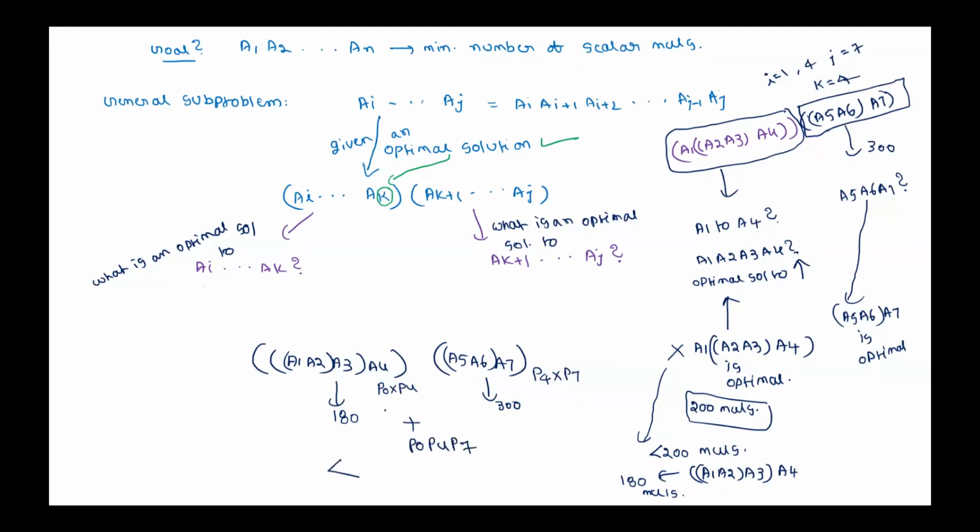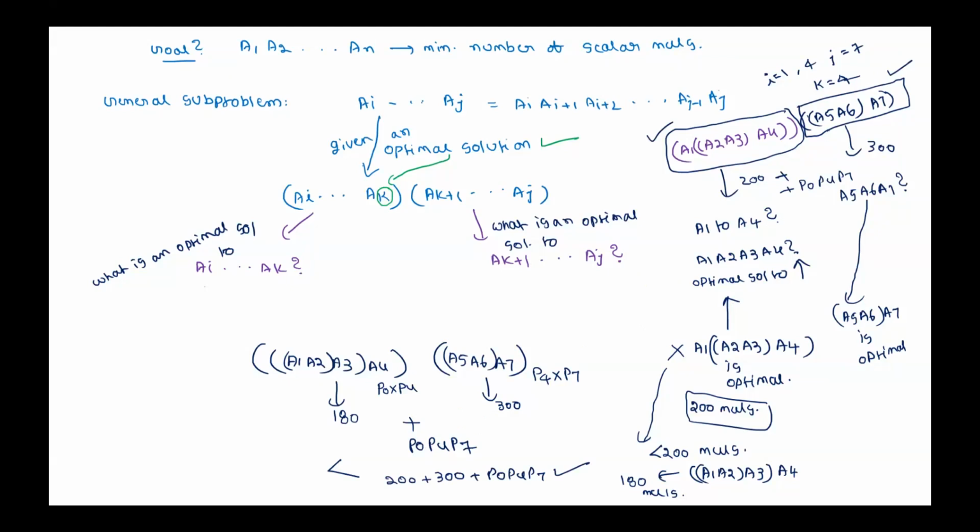It is less than, earlier it was 200, no? Less than 200 plus 300 plus P0, P4, P7. Here, what is the number of multiplications in this case? This is 180, this is 300, plus again the same P0, P4, P7. So 180 plus 300 plus P0, P4, P7 is less than 200 plus 300 plus P0, P4, P7. Is that correct? That means we have got a contradiction to our assumption that this is the optimal way of finding the product A1 to A7.